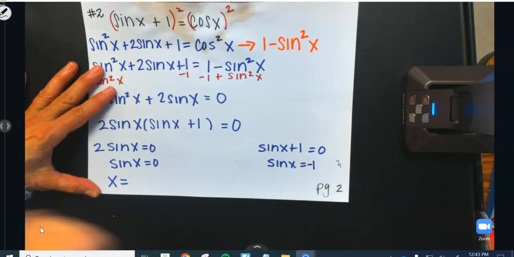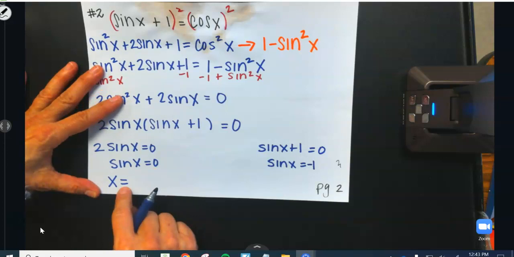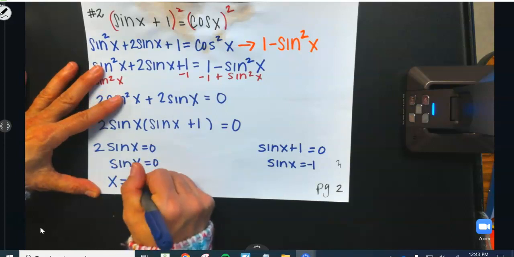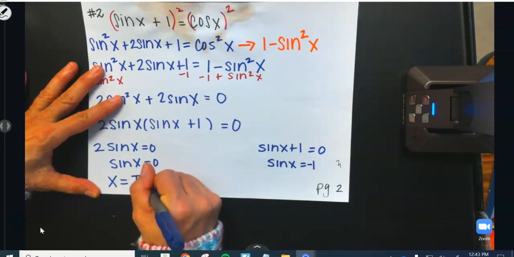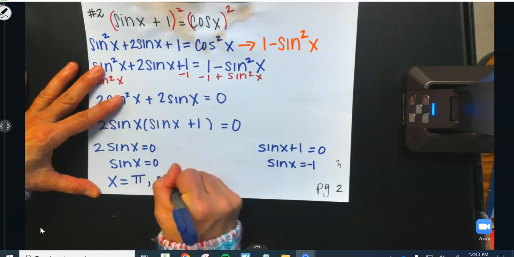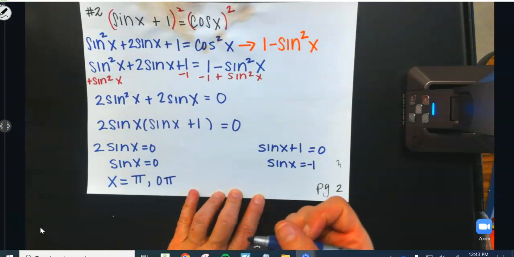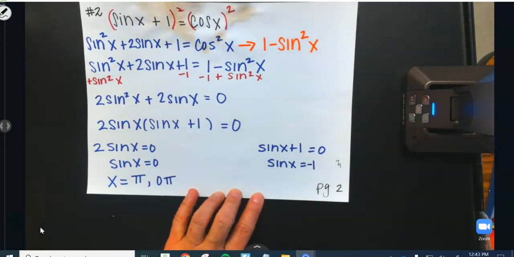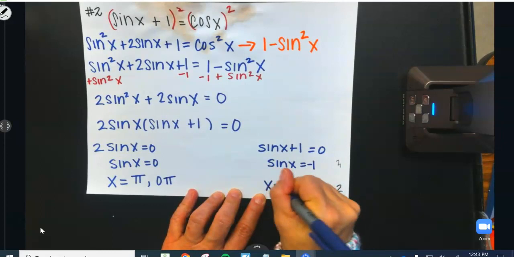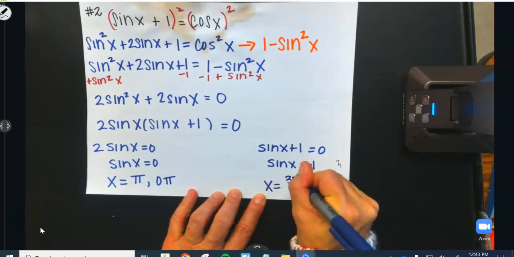Thank you very much. Okay, I'm sorry. Where does sine equal 0? Yeah, the beginning and the little sides. So pi and 0 pi. Awesome. And then there's only one place where sine equals negative 1. The bottom. Good. Very good.